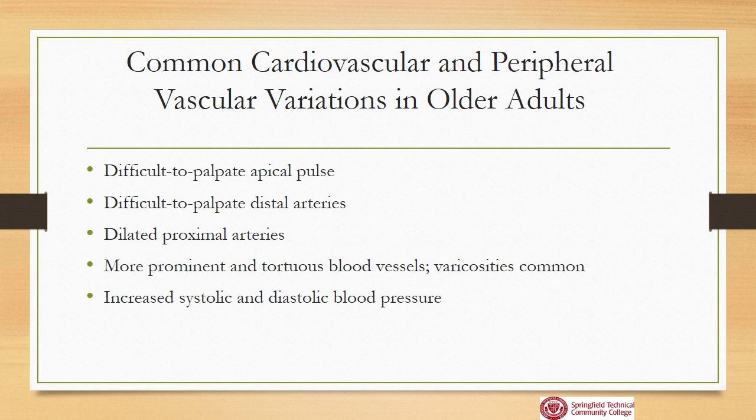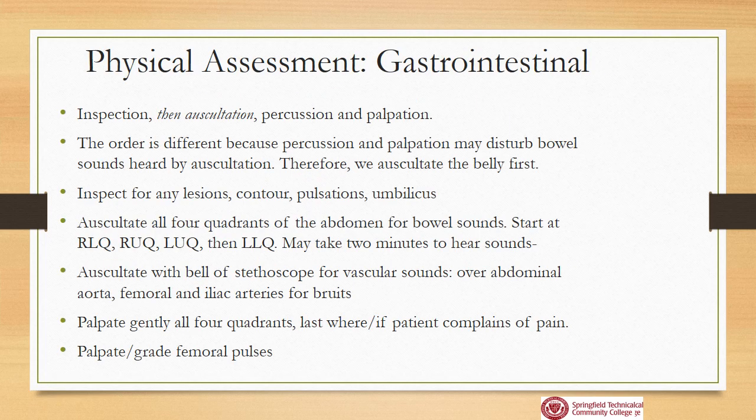When you're doing your gastrointestinal assessment, you want to make sure you assess by looking first, then listening before you touch the patient's stomach. This is really important because if you palpate or percuss the belly, you may disturb the bowel sounds heard by auscultation. So we listen first. Then you're going to inspect the area for any lesions, contour, pulsations. You're going to check the umbilicus, check if it's an innie or an outie, make sure there's nothing unusual going on.